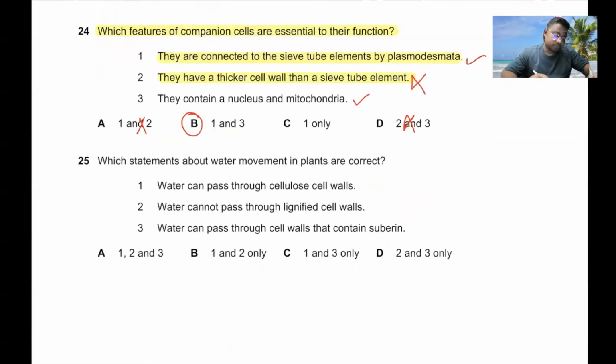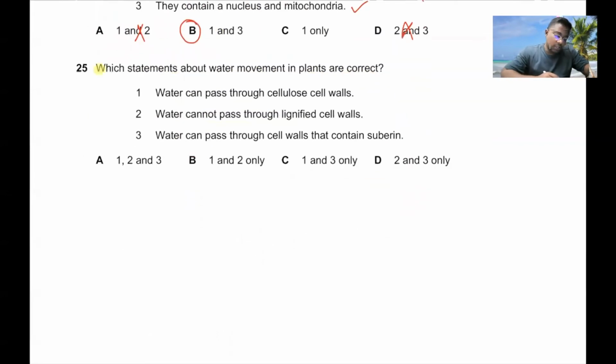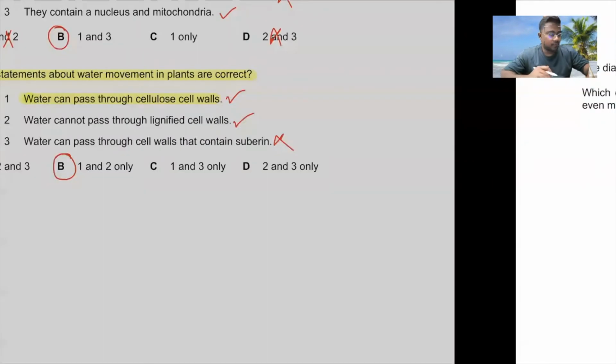24B. 25. Which statements about water movement in plants are correct? Water can pass through the cellulose cell wall. All right. We know that water can pass through cellulose cell wall. Water cannot pass through lignified cell walls. Also correct. Water can pass through cell walls that contain suberin. No. All right, so 1 and 2 are correct. 25B is the correct answer.